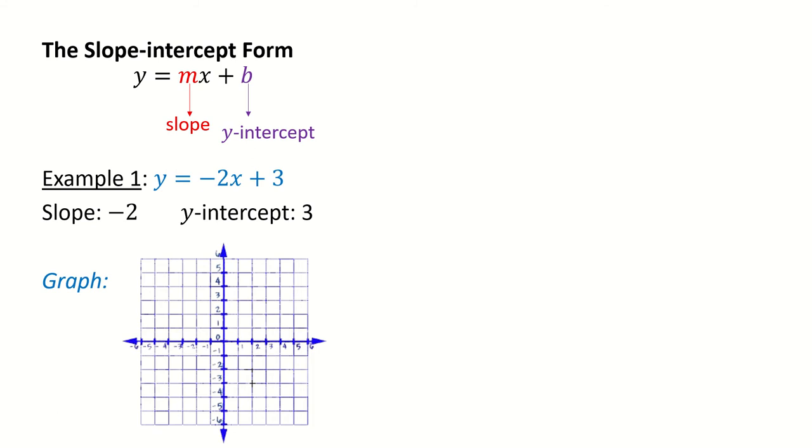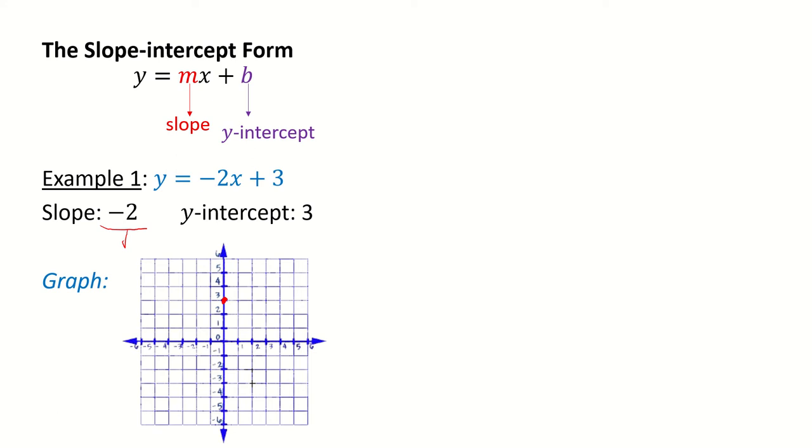Well, we will begin with the y-intercept. We will begin with the b. Well, the y-intercept is 3, so start from 3 here on the y-axis. Start from 3, and we will use the slope -2. Well, if we see it as rise over run, it's -2 over 1.